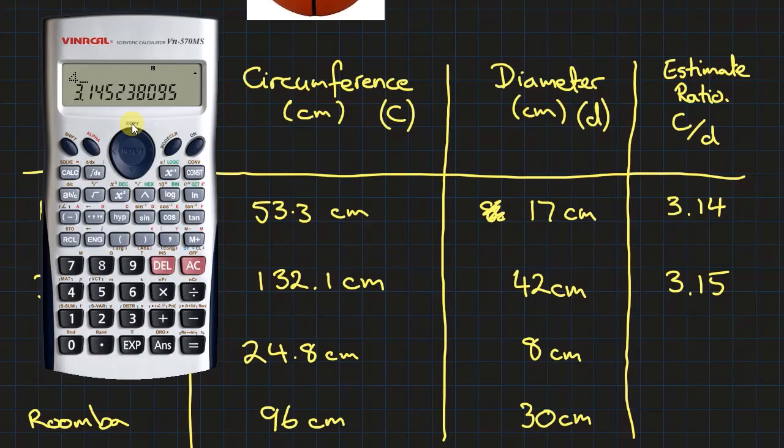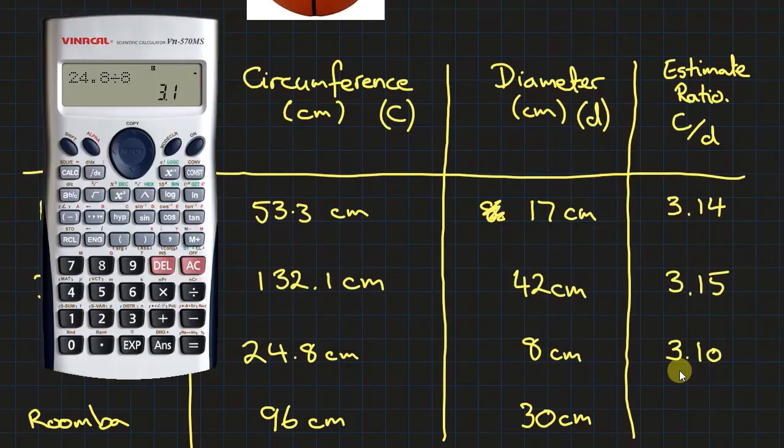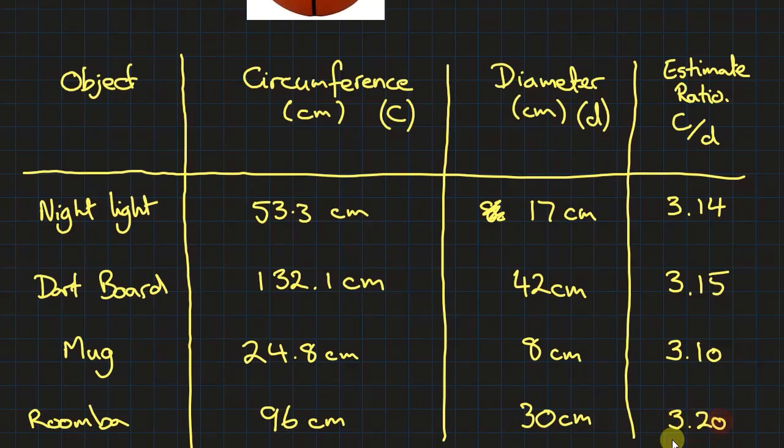Let's try 24. That doesn't do it. 24.8 divided by 8, and that gives me an answer almost exactly 3.1. So 3.10. And my Roomba is 96 divided by 30, and that's going to be 3.2ish, I think. Yeah, 3.20. So we're getting numbers a little bit bigger than 3.